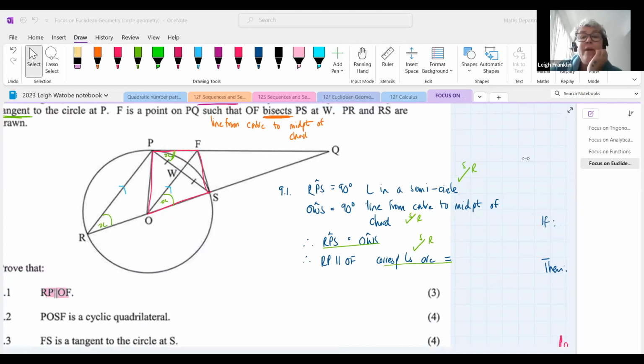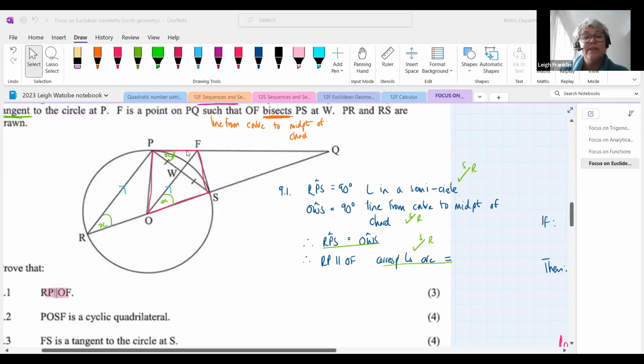What's Hulumelo saying? WPF is equal to FOS. So the quad is cyclic since angles in the same segment are equal. Hulumelo, you are a genius. Well done. Okay, can you see everybody else?